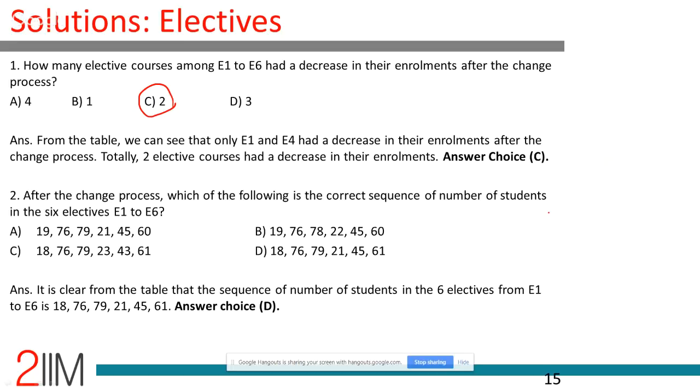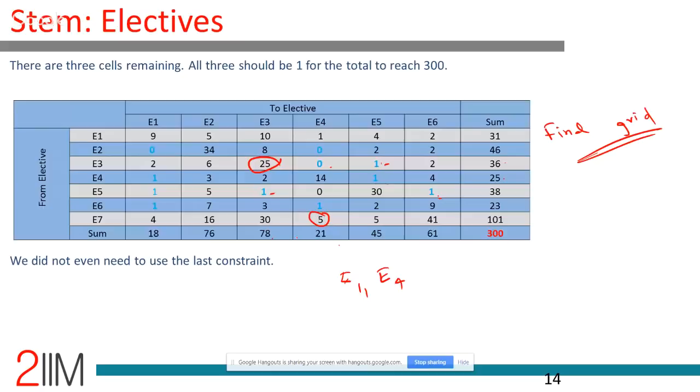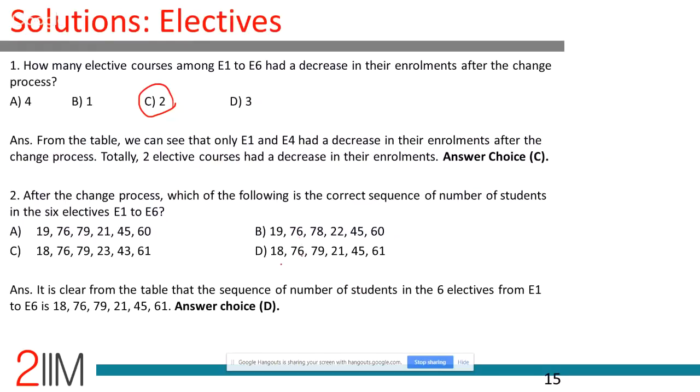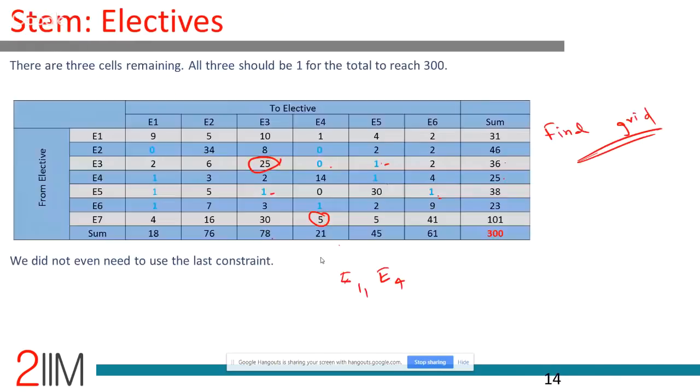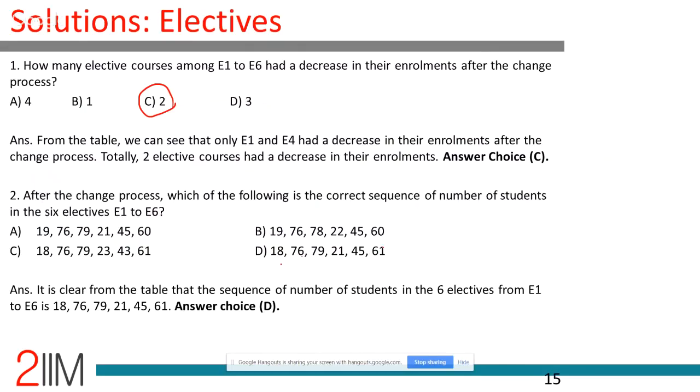After the change process, which of the following is a correct sequence of number of students in the 6 electives? 18, 76, 78, 21, 45, 61. 18, 76, should have been 79. I think I've made an addition mistake. I've not accounted for this one. So the table is wrong, but this is the choice you're looking for. And once you've got the whole grid, you're just writing down the answers, nothing more than that.